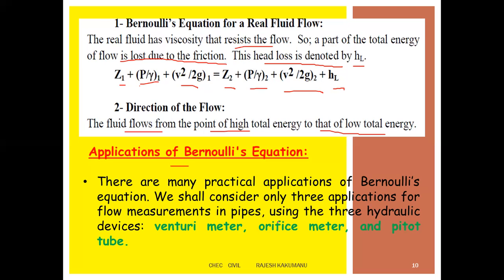What are the 3 types of applications here? The 3 types are hydraulic devices: Venturimeter, orifice meter, and pitot tube. These are the 3 devices where we use the Bernoulli's equation. Now we'll discuss these 3 in detail. That's why, in order to introduce the orifice meter and Venturimeter, I didn't jump directly into the topic, so I gave importance to the Bernoulli's equation first.